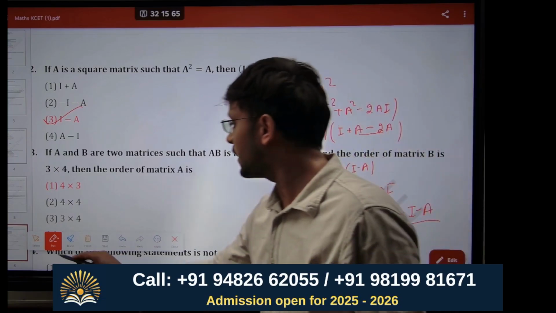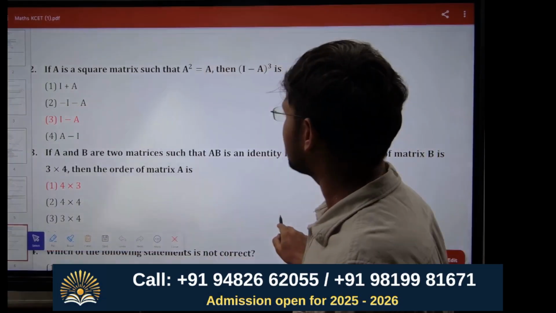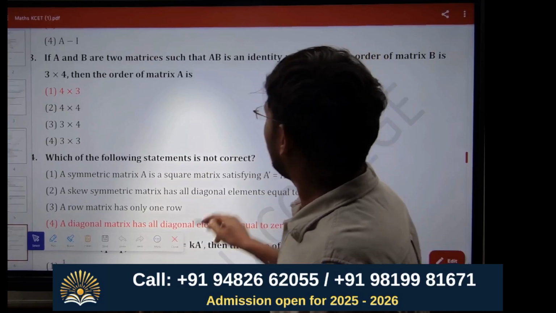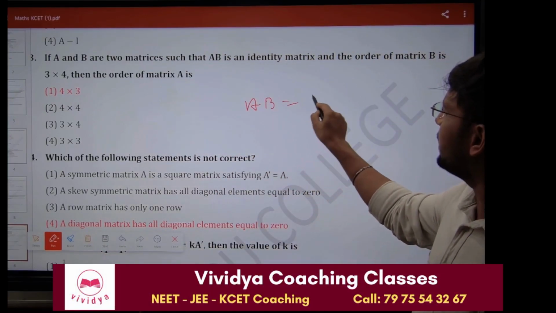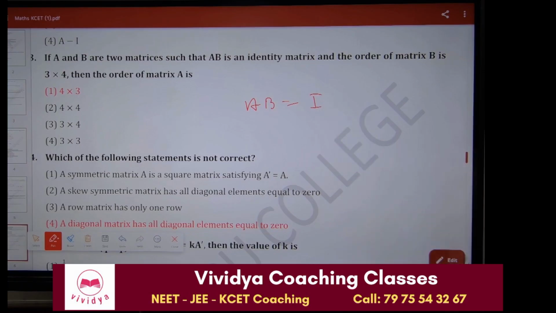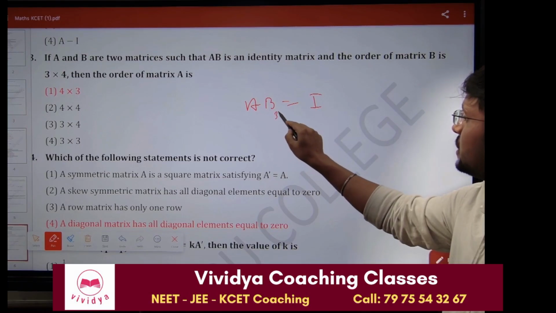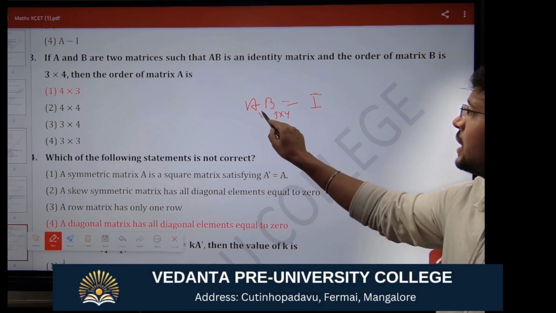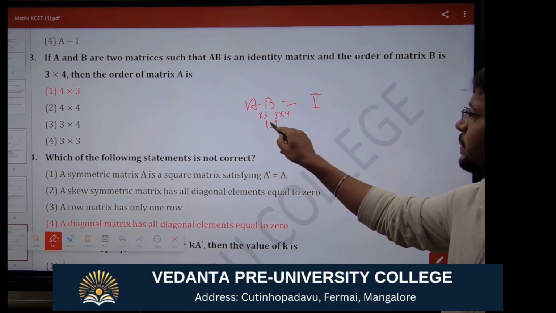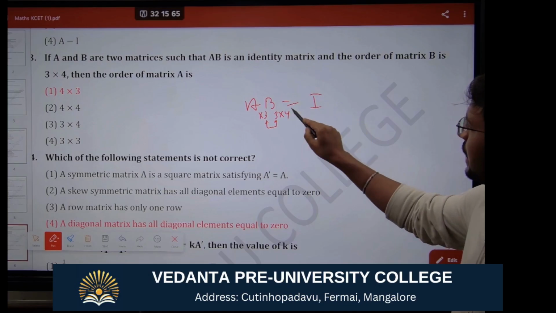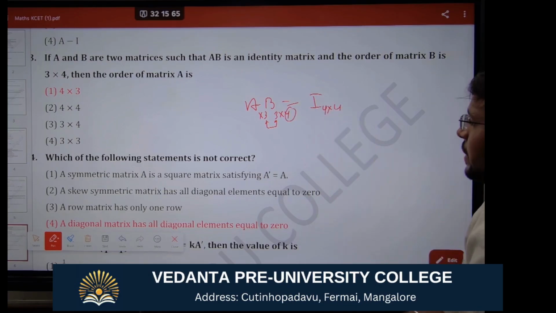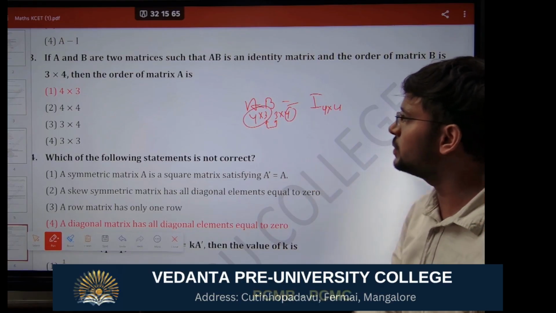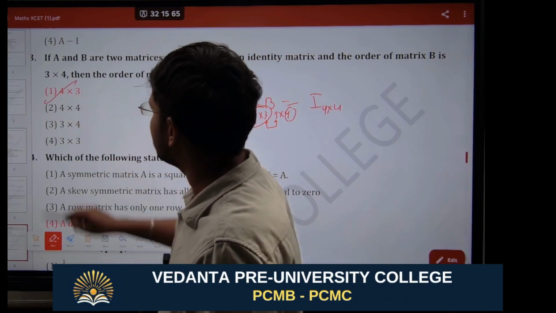Now let's go for the next. Again, it is given that the product of two matrices is going to be an identity matrix. Identity matrices are square matrices, yes or no? Now here it is given the order is 3 by 4. So obviously the other has an order something by 3. This must be the same. So this also has to be 4 by 4, because it is a square matrix. So this must be equal to 4. So which option? Option number 1.